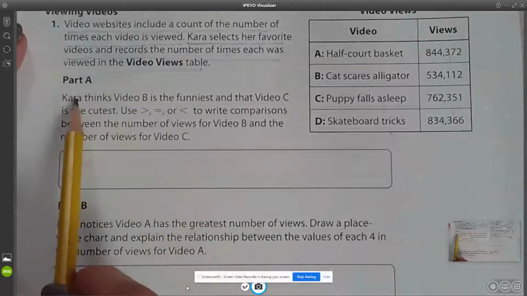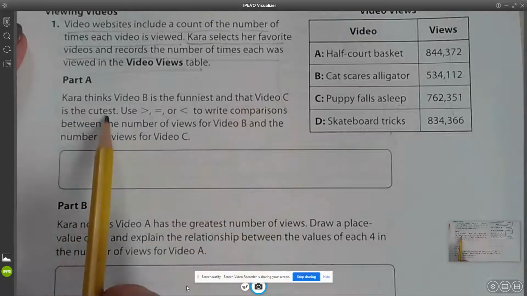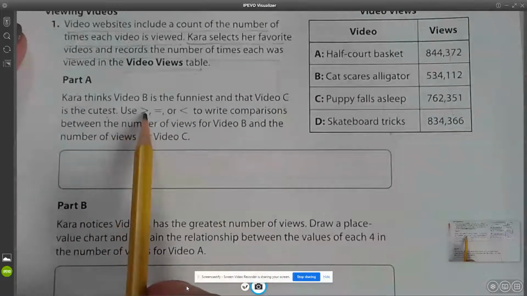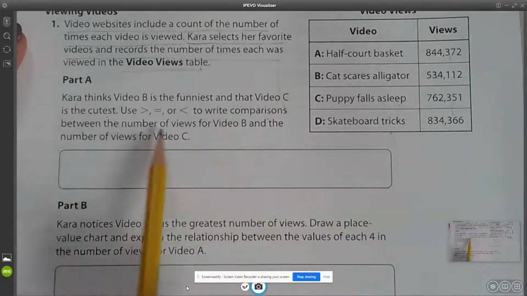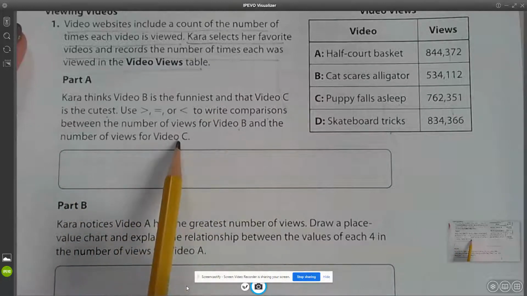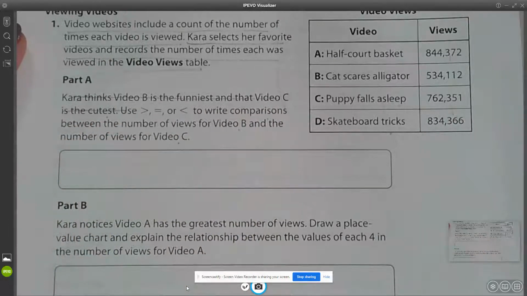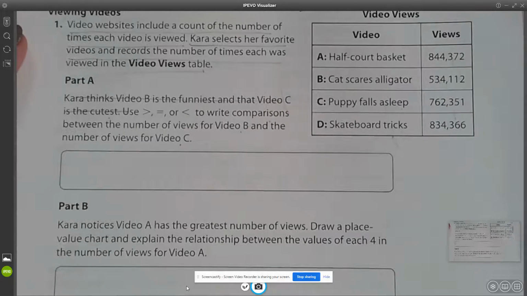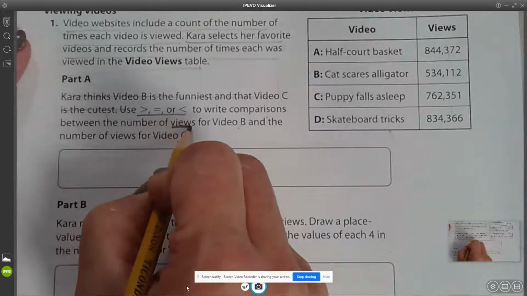So I'm going to use the information in this chart to answer these questions. So in part A, Kara thinks video B is the funniest and that video C is the cutest. We have to use greater than, equal, or less than to write comparisons between the number of views for video B and the number of views for video C. Now, the fact that Kara thinks that B is funniest and C is cutest, that is not necessary at all. That's just some information they're sharing with you. What we have to do is compare the views.